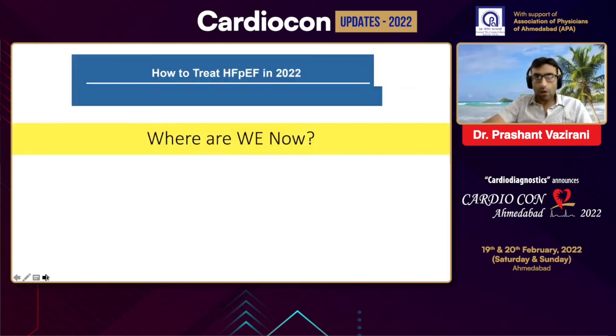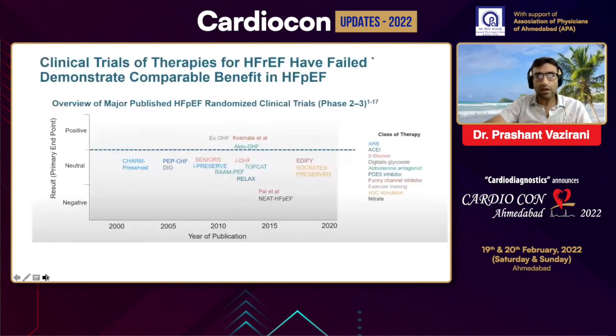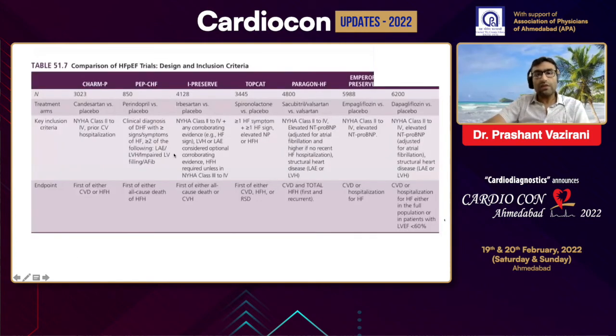So where are we now in 2022? We know till now that these 5 big trials have shown no benefit. So all of these were negative trials. And after that, the recent trials also, like RAMP-PEF, RELAX, NEAT HFpEF, EDIFY, SOCRATES, PRISM, all these were nitric oxide trials which are also negative. And out of these 7 trials, the ones we'll be discussing today are TOPCAT, Paragon, Emperor Preserved, and the DELIVER trial. So these 4 had some beneficial effects in HFpEF patients.